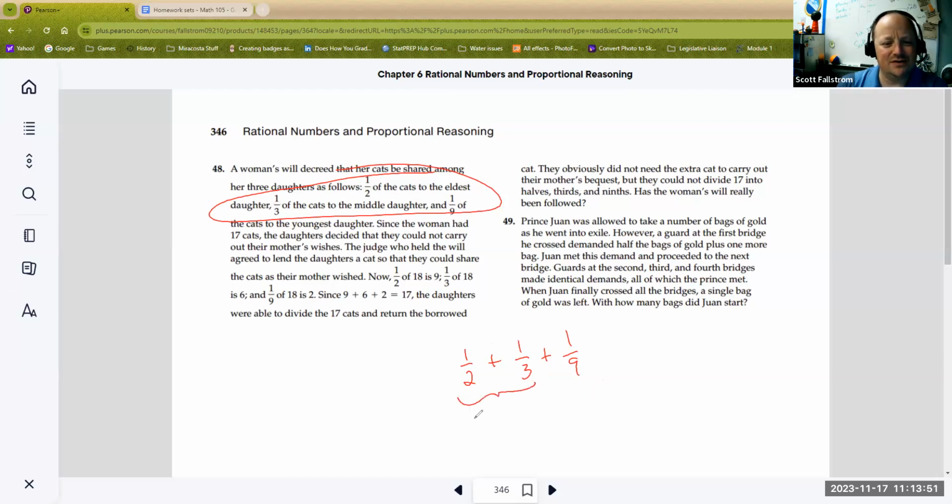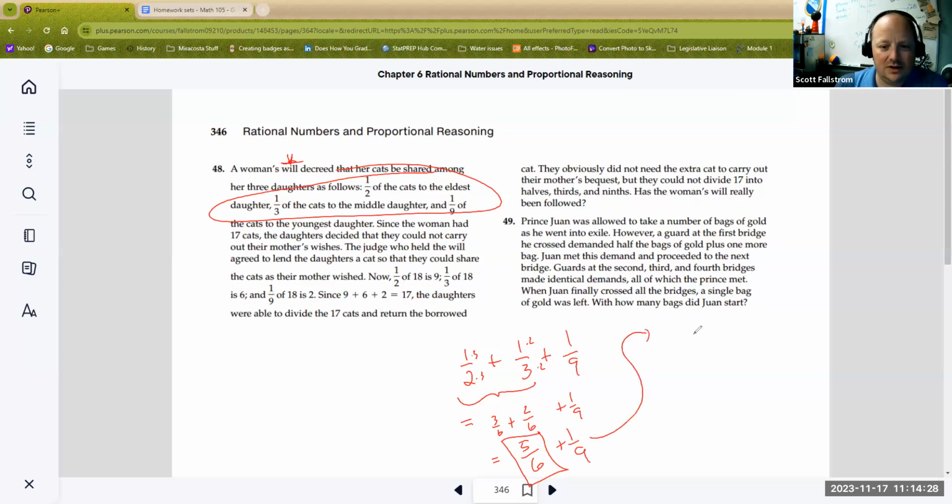So if you take a look here, if you just added these two fractions together, those are thirds and halves. So I will fluff. And now I have 3 over 6 plus 2 over 6 plus the 1 over 9. And that leaves me 5 over 6 plus 1 over 9. Now just pause for a minute. If you're trying to get to all of the cats, that would be one whole group of cats. I have 5/6 of all the cats. I would need to add 1/6 to get to 1. But this woman's will said, no, do 1/9.